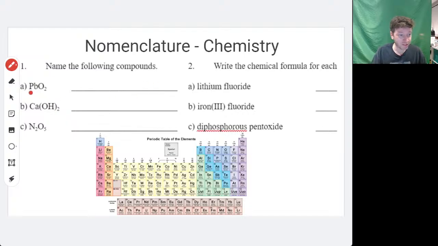So name the following. So here we have lead. So lead is right here. It is a transition metal. So we're going to write lead. Then we have oxygen, but we change that to oxide. Change the ending to -ide. But because lead is a transition metal, we need to write its charge in Roman numerals. So oxygen is here. So it has a charge of -2.